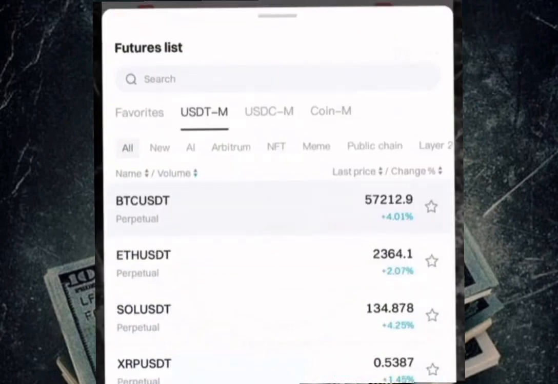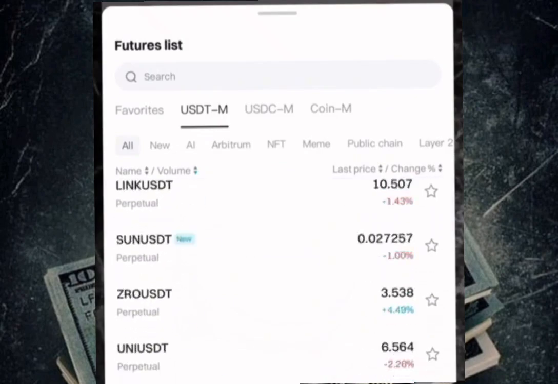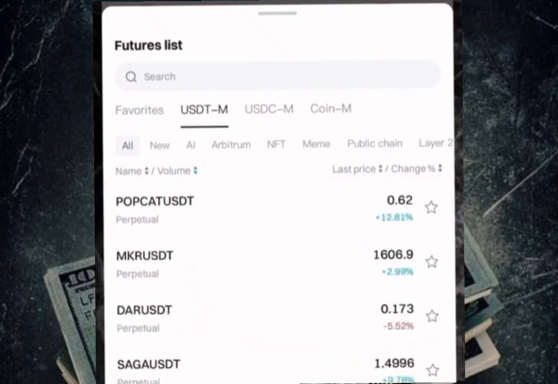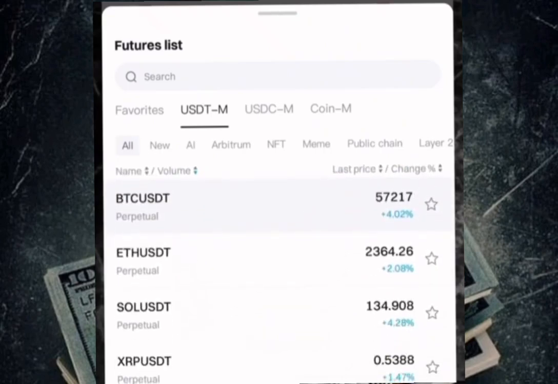So once you click on it, it will bring out a list of different cryptocurrencies that you can trade right here. Now, if you are trading with USDT, make sure it's on USDT right here. If you are trading with USDC, you click USDC right here. And if you are trading with BTC, or any cryptocurrency, make sure you click on coin. But for us, we are trading with USDT. And that's what I always advise. Trade with USDT.